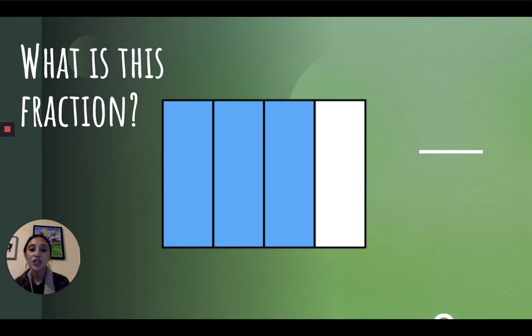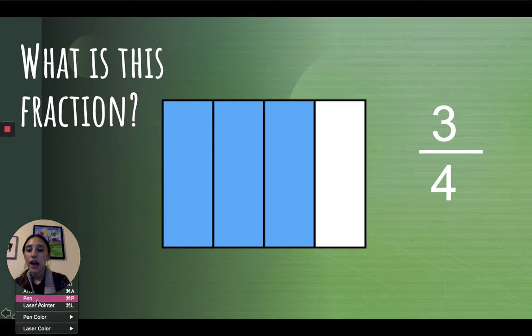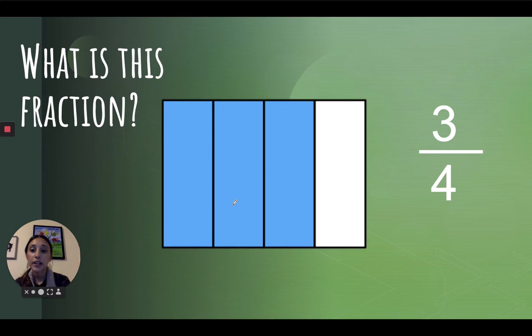All right, and then let's try this one. Yeah, so this one is showing me 3/4. How do I know that it's showing me 3/4? Well, I first need to see how many shaded blue I have. So I have 1, 2, 3 blue pieces. So I need to put my part on top, my 3 parts.